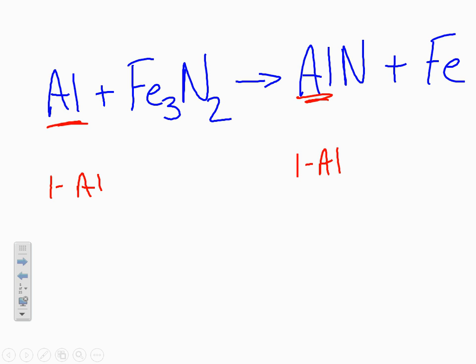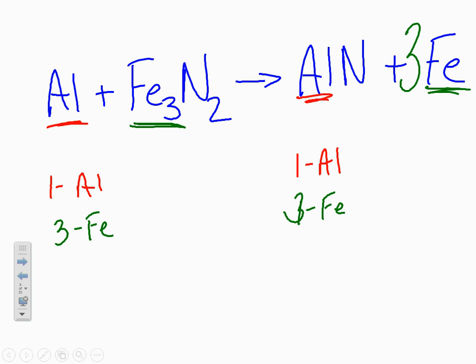Let's go look at my irons. I have 3 irons on the left. I have 1 iron on the right. So how can I change that? I can put a 3 out in front. So now I have 3 irons. Last one, I have 2 Ns on the left. I have 1 N on the right. So how am I going to have to change that? I'm going to put a 2 here. Now I'm going to put a 2 here.